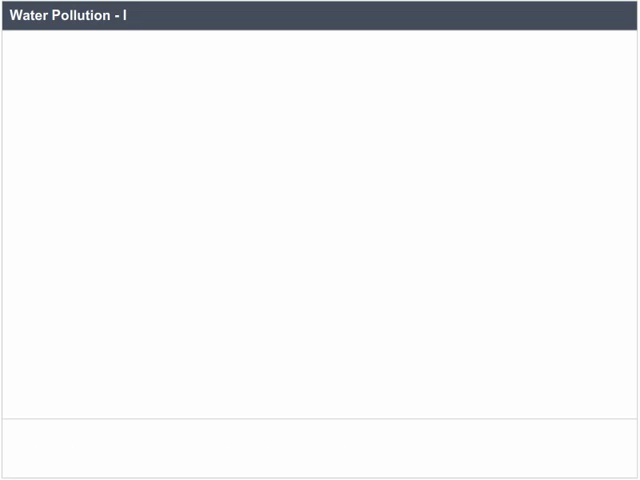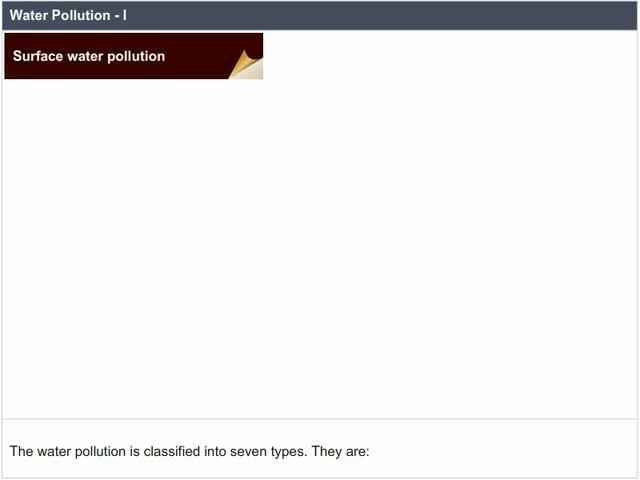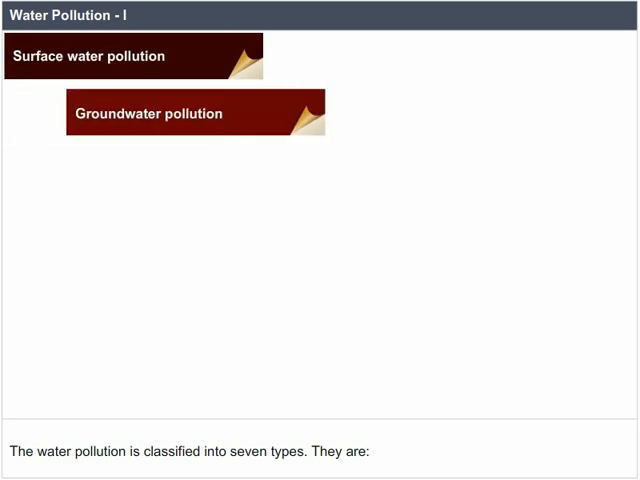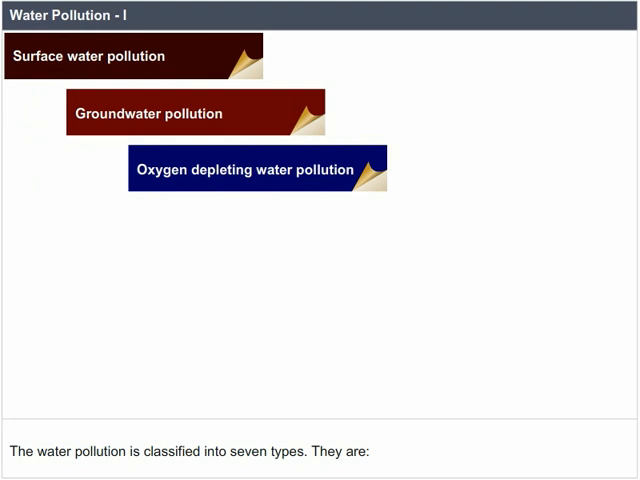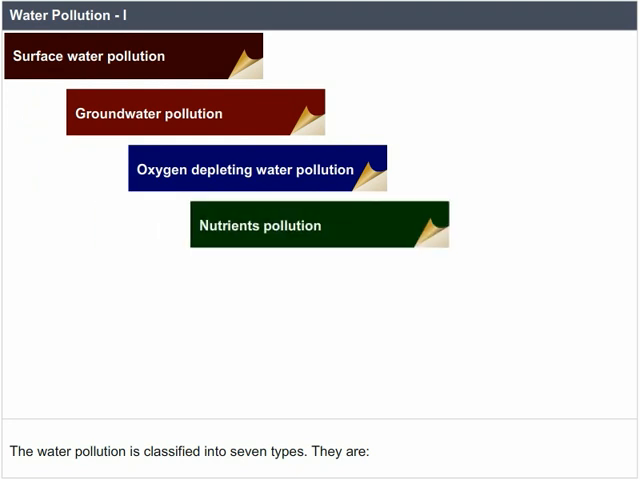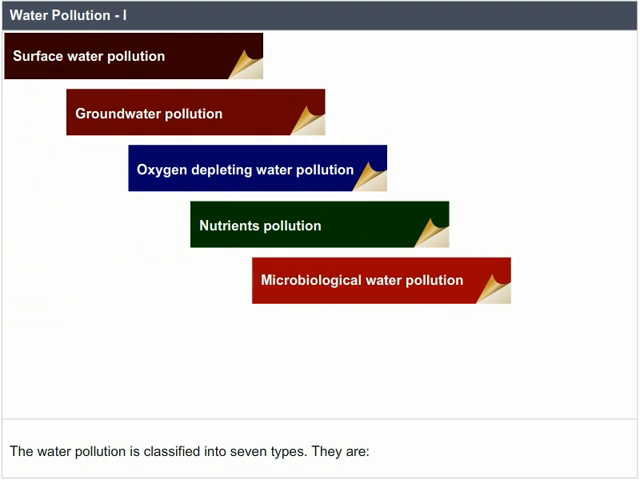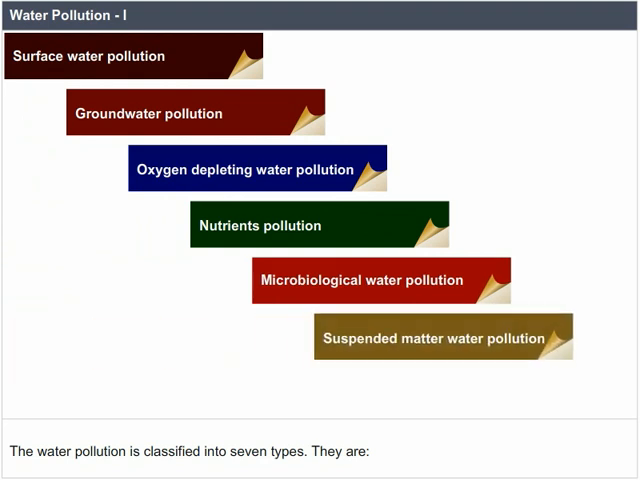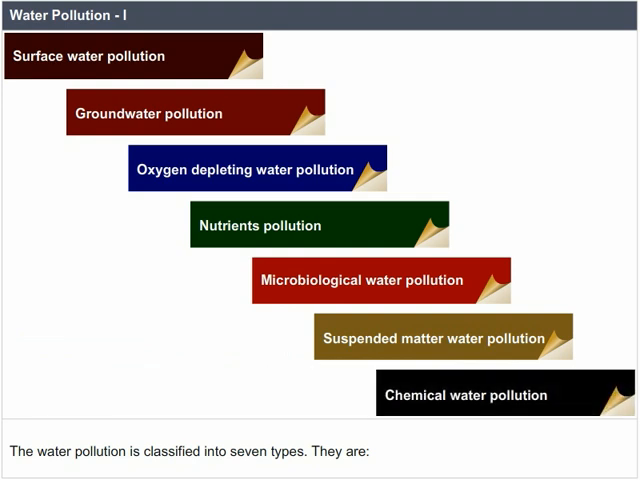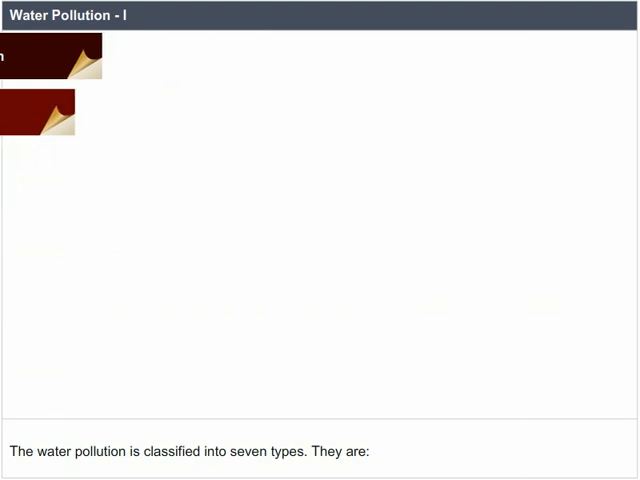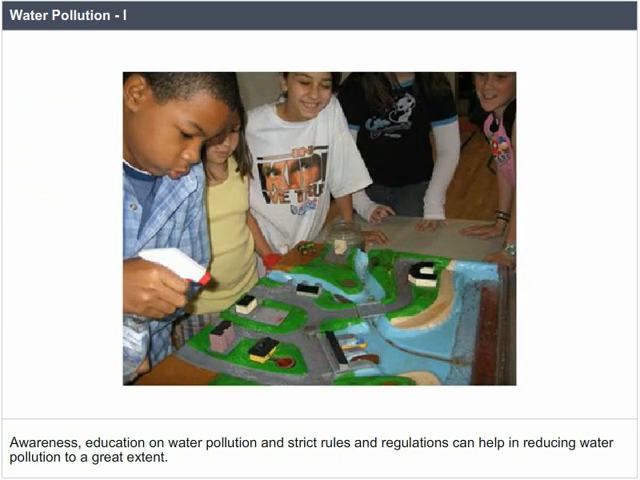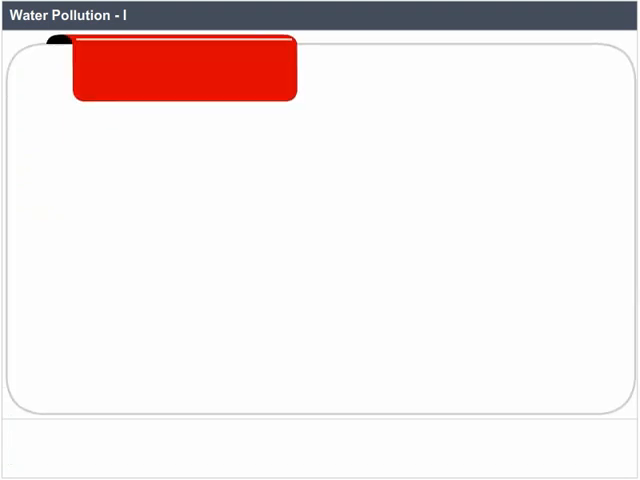They are surface water pollution, groundwater pollution, oxygen depleting water pollution, nutrients pollution, microbiological water pollution, suspended matter water pollution, chemical water pollution. Awareness, education on water pollution and strict rules and regulations can help in reducing water pollution to a great extent. Let us know more about each water pollution.